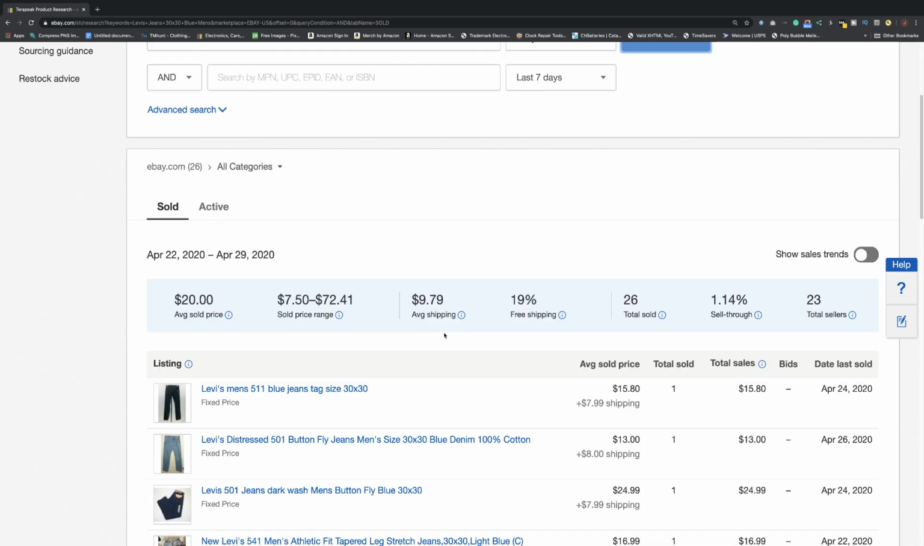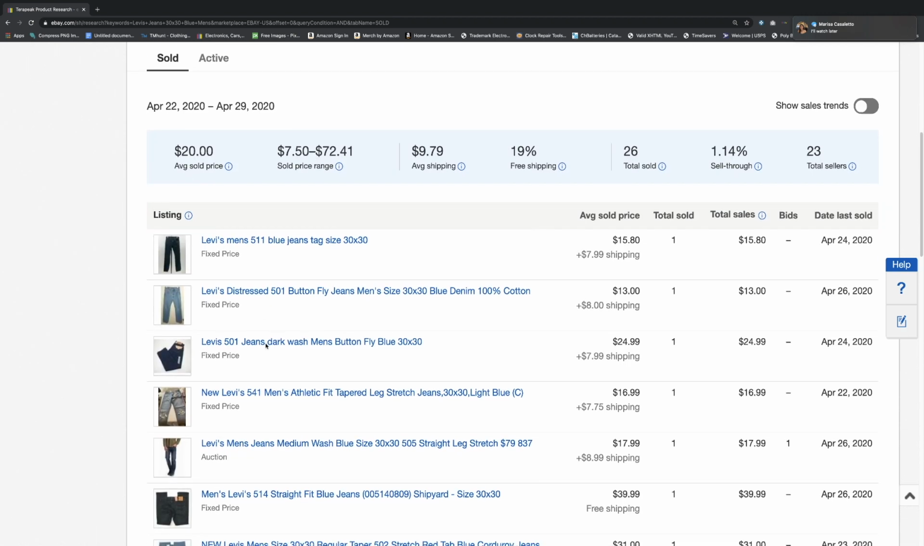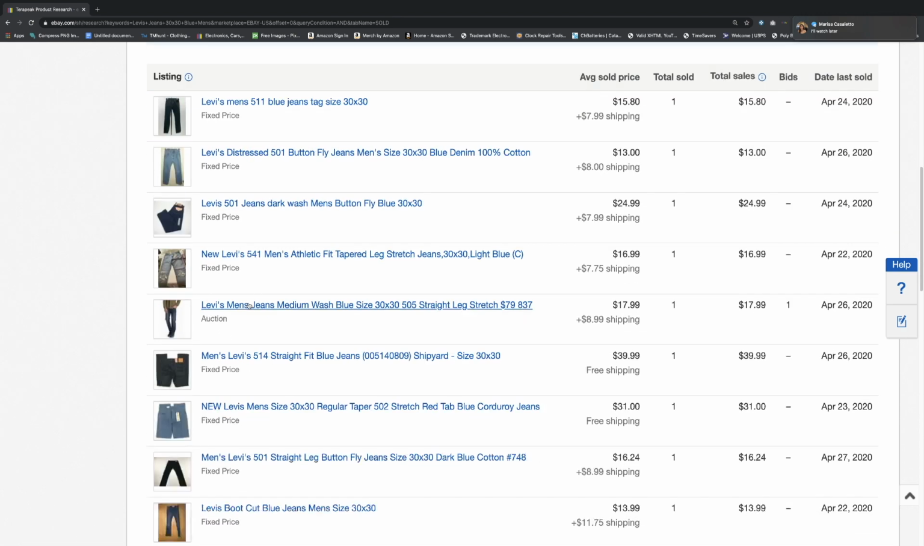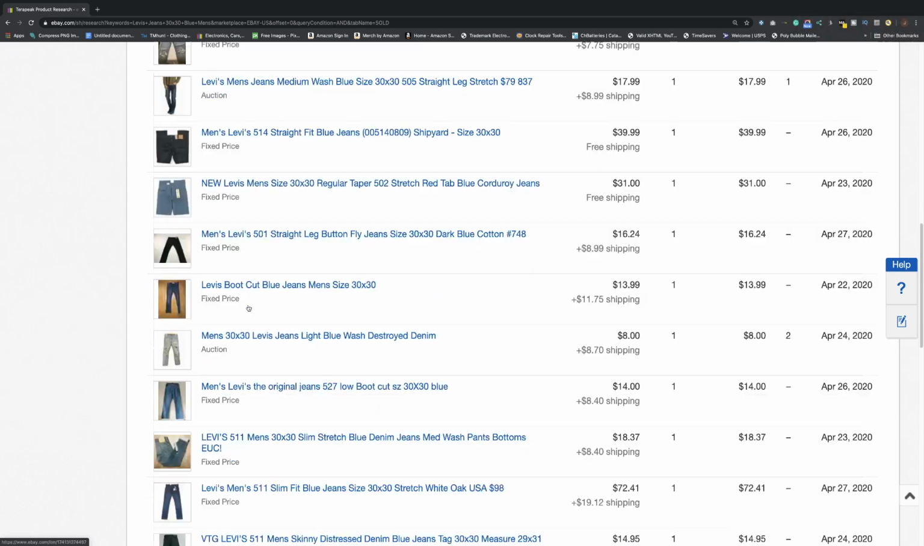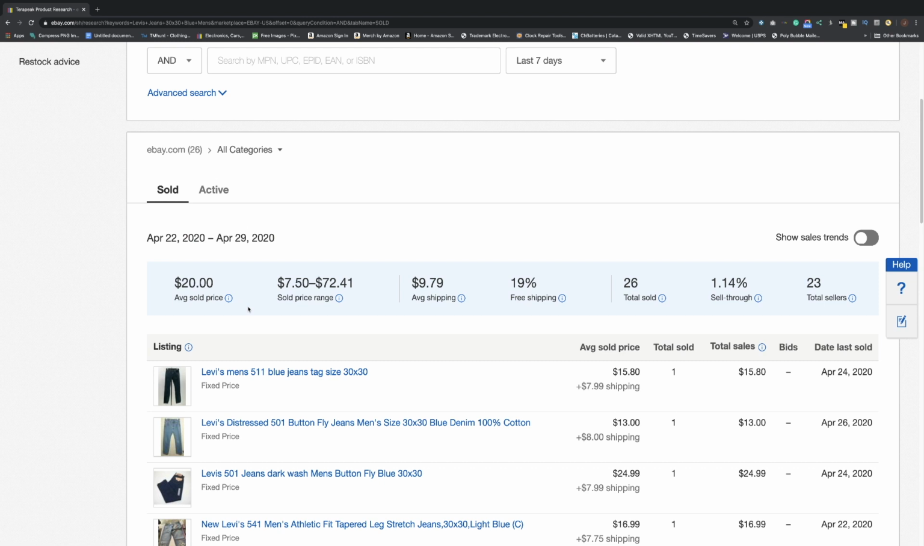Now we're down to 26. Again, about $20 average price. Here's the same kind of layout: 19% free shipping, 26 total sales, and 23 separate sellers. So let's look at this again. You can get a good idea of what things are selling for and how they work. Here's a men's Levi jeans, and more men's Levi jeans you can see. So let's say you're looking at all this and trying to get an idea: what should I sell my jeans for?